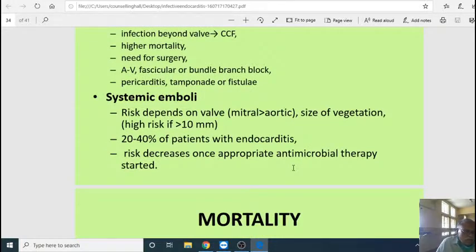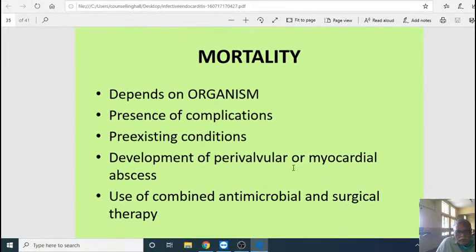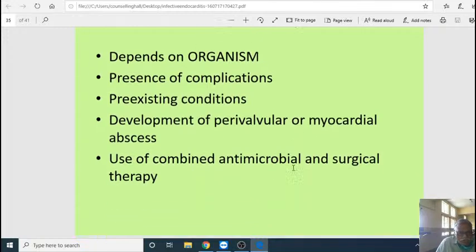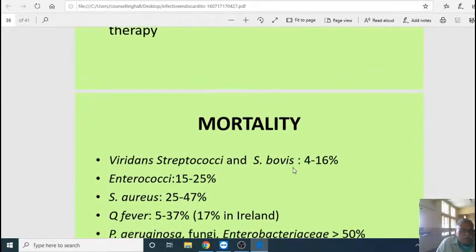For systemic emboli, the risk depends on the valve, the mitral more than the aortic valve. The size of vegetation is high risk if it is more than 10 millimeters in diameter. Emboli occur in 20 to 40% of patients with endocarditis, and the risk decreases once appropriate antimicrobial therapy is started. The mortality depends on the organism, the presence of complications, pre-existing comorbidities in the patient, and development of perivalvular myocardial abscesses. The use of combined antimicrobial and surgical therapy may be of great help in this patient.